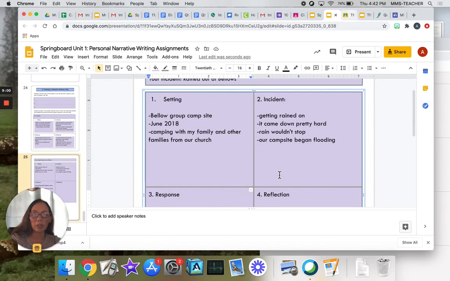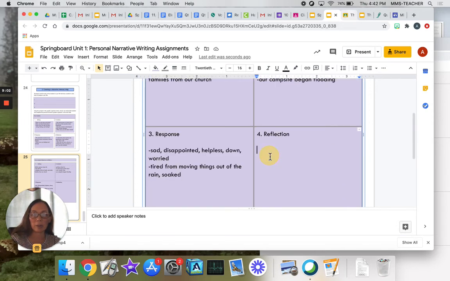Now, the reflection that I'm going to write about, the reflection is that you can't control Mother Nature. If it's going to rain, it's going to rain. Can't do anything about it. Okay? But what you can do is you can control how you deal with a situation that you're put in.